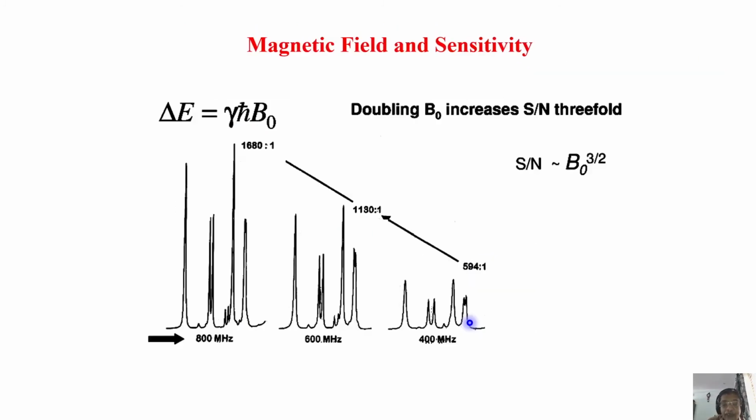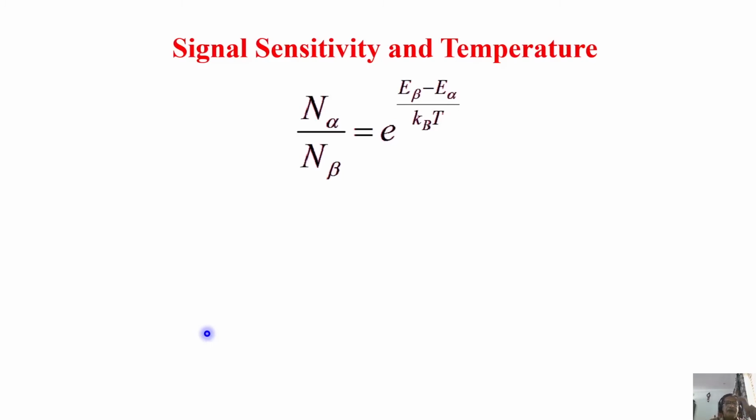Okay. And so this spectrum shows you how the sensitivity goes up by change of magnetic field. See, at 400 megahertz, signal to noise ratio is about 600, but here it is about 1700. Nearly threefold enhancement in the sensitivity just by doubling the magnetic field. See this type of spectrum what you get here, and what is the type of spectrum you got just by doubling the magnetic field. It's a significant achievement.